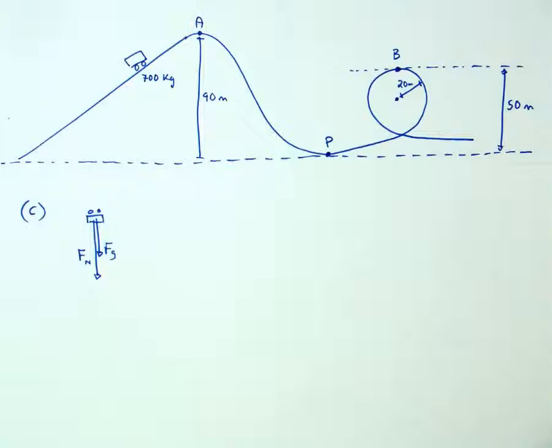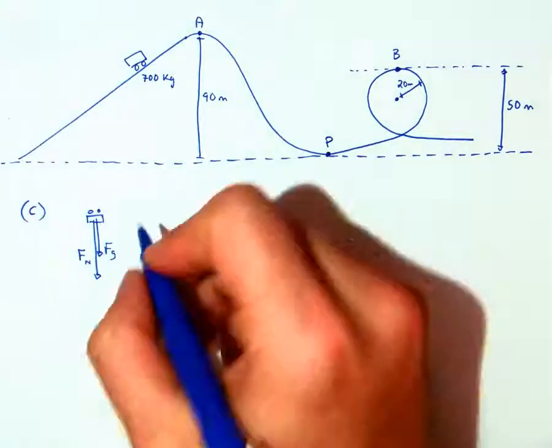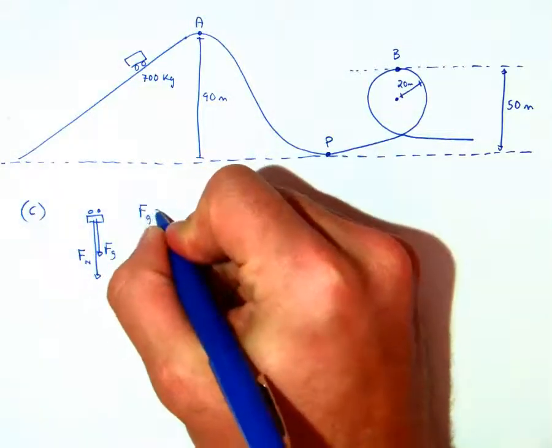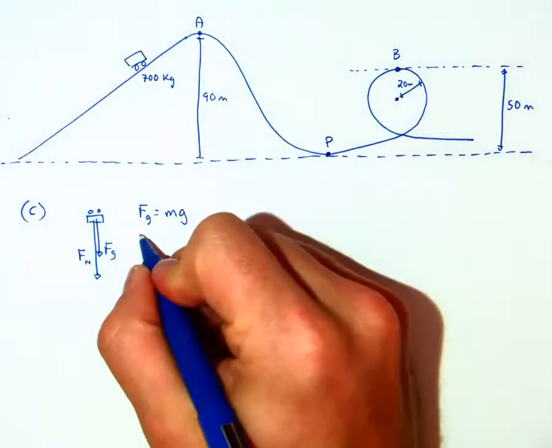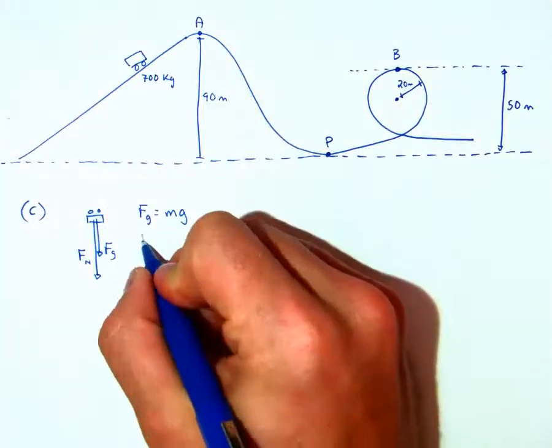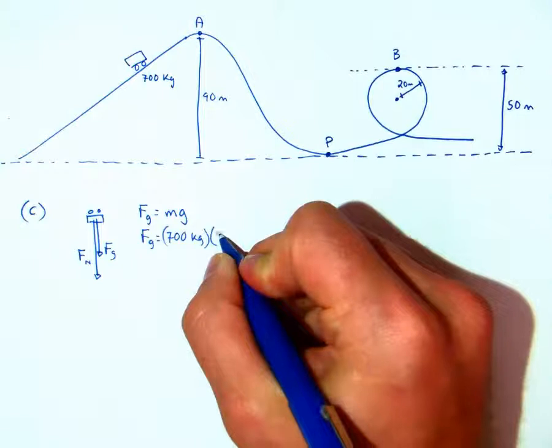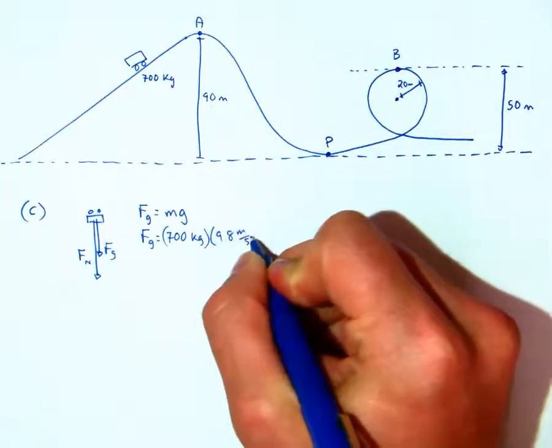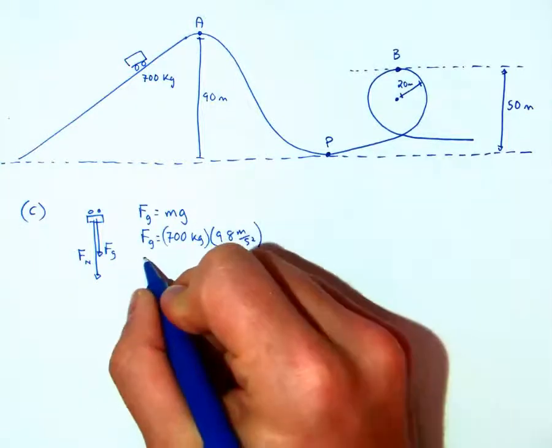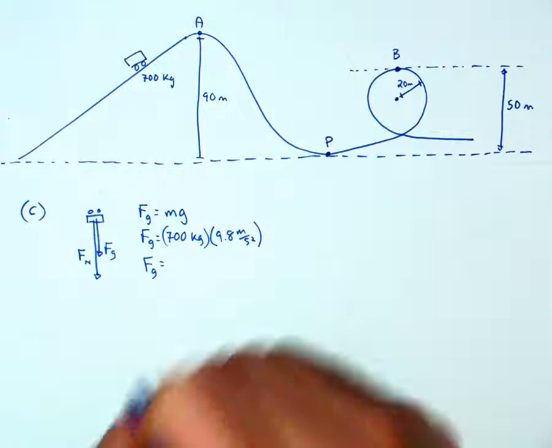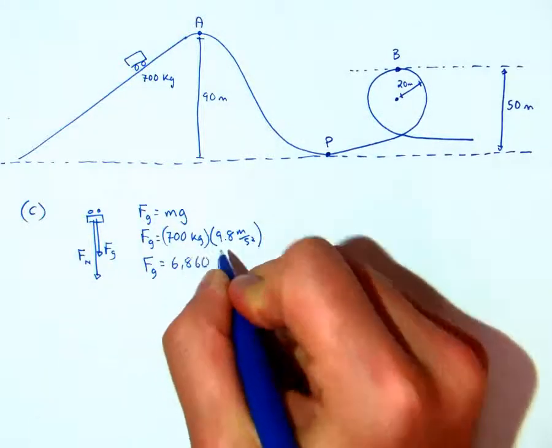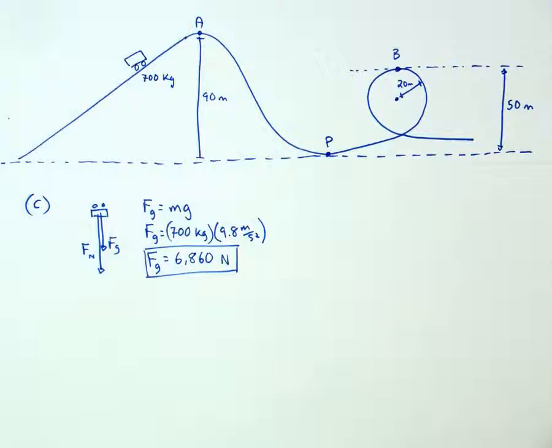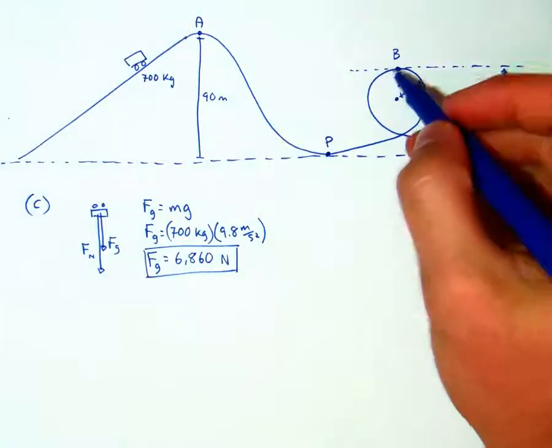Now, we know there's a couple things. The first thing, the gravitational force, is pretty easy to solve for. The gravitational force is mass times gravity, and we know that the mass of this cart is 700 kilograms. Gravitational acceleration is 9.8 meters per second squared, and that's going to give us a gravitational force of 6,860 newtons.